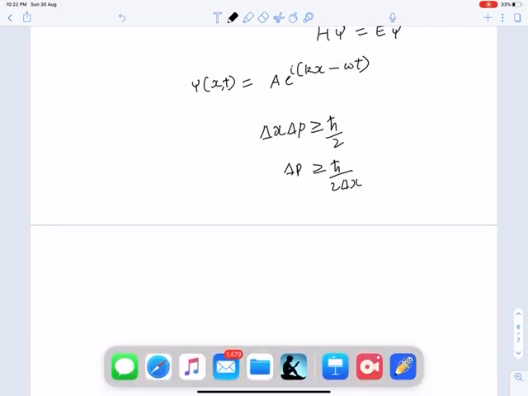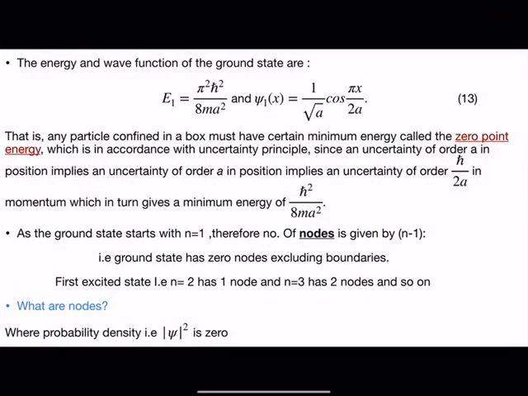So you can see here we will get the uncertainty of order h cut by 2a in momentum, which in turn gives a minimum energy of h cut square by 8ma square. So this is in accordance with the uncertainty principle. This should be the minimum energy, which will show that there is a probability of finding the particle in a box.